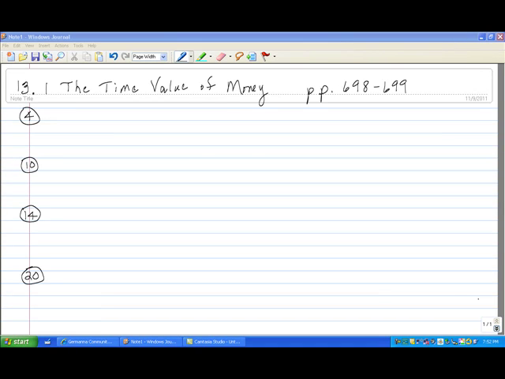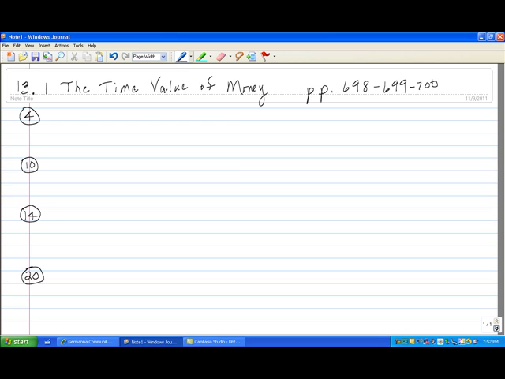Let's take a look at some sample problems on 13.1, the time value of money. We'll be working from the textbook starting on page 698. If you have an online textbook, you may want to print these 3 pages out before you watch this. Right, I do go over to page 700.